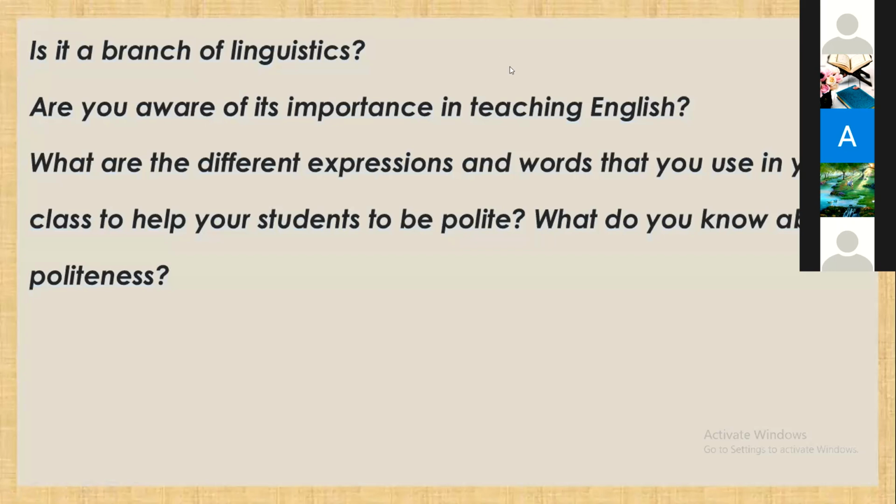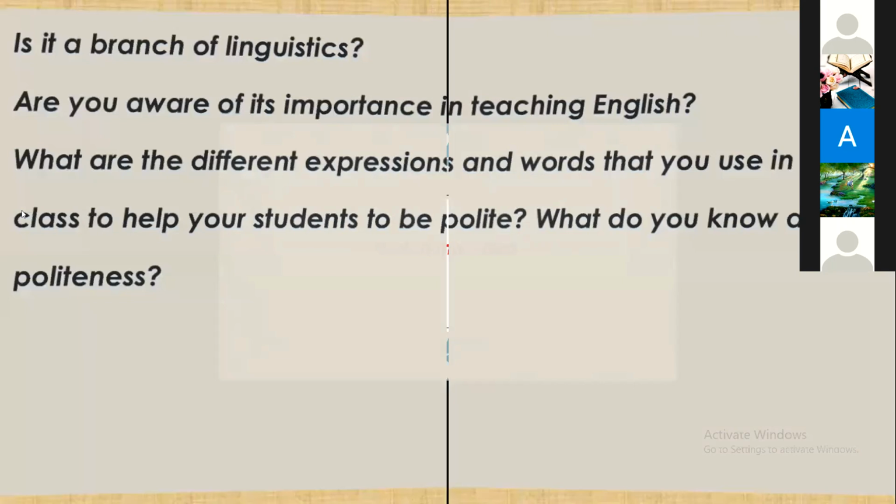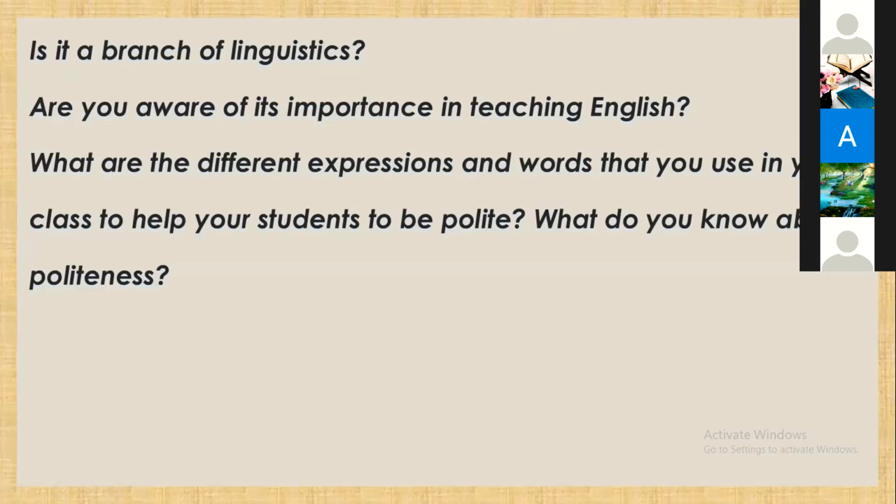Yeah, I think it's a branch of linguistics. Yes, we can see your screen, Mai. Don't worry. Yes, so these are the questions that I have written. Are you aware of its importance in teaching English? And what are the different expressions and words that you use in your classes to help your students to be polite? And what do you know about politeness? Please, if one wants to share his ideas.